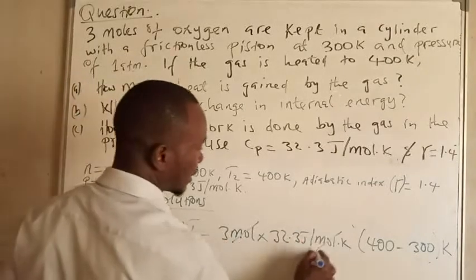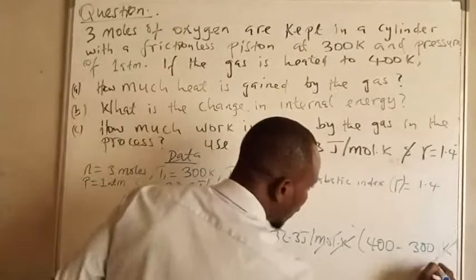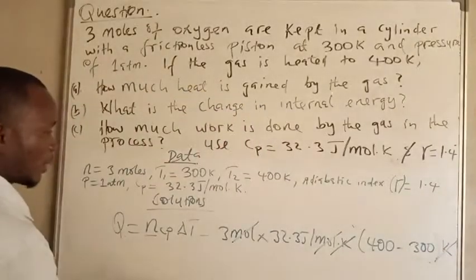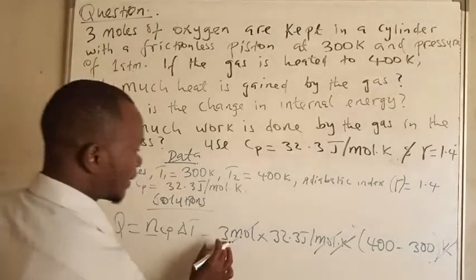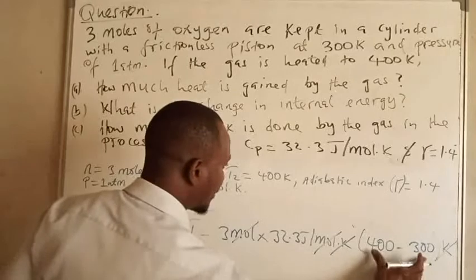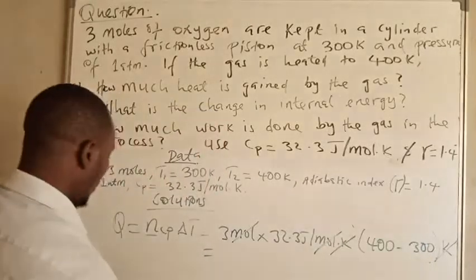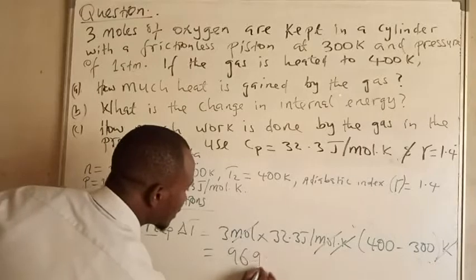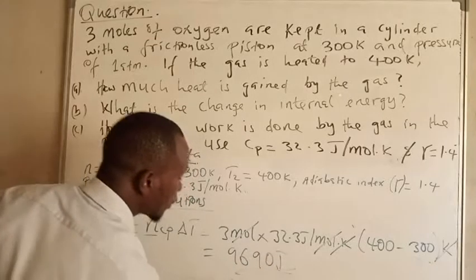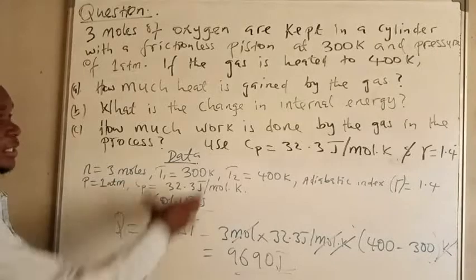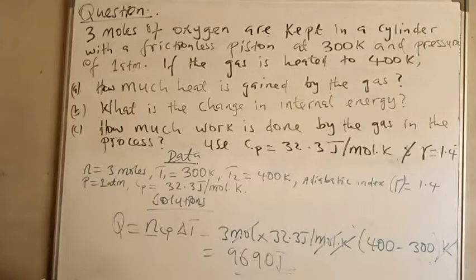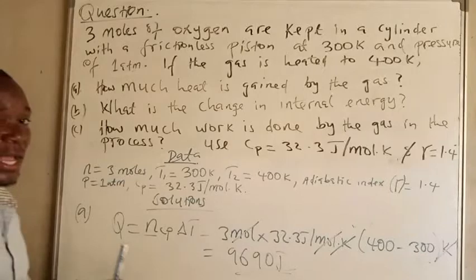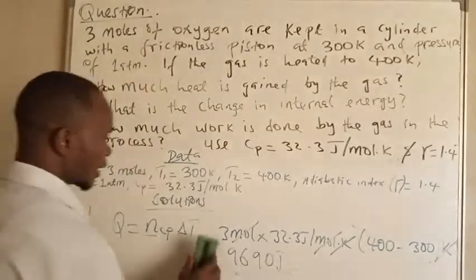We're going to cancel the common parameters, such that this and this will cancel, and also this and this will cancel. When we multiply these, we find this is 3 times 32.3 times 100, which is the difference between these temperatures. What we're going to get is 9690 joules. So this is the heat that is gained by the gas. This is the first part, part A. Let us go to part B, which requires us to find the change in internal energy.